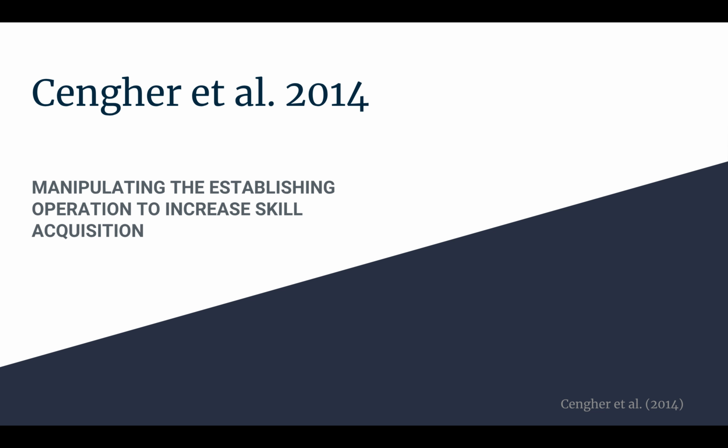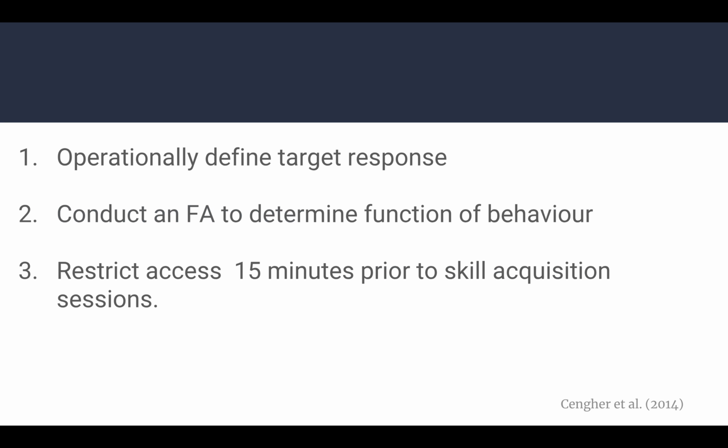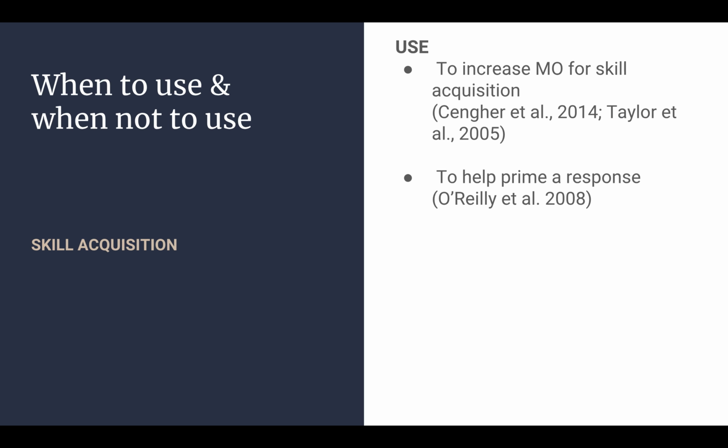Cengher, Jones, and Fienup conducted a study in 2014 using an intervention strategy similar to the one used by Taylor et al. However, rather than conducting a preference assessment, they conducted an FA to identify the function of tacting colors. The FA in their study determined that higher rates of tacting occurred when attention was provided. Their intervention then involved restricted access to attention prior to every session. Therefore, restricting access to attention created an EO and altered the frequency of tacting behavior.